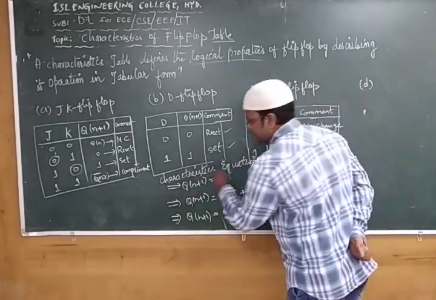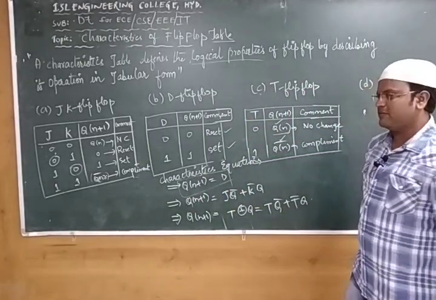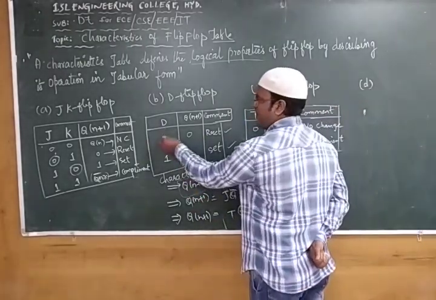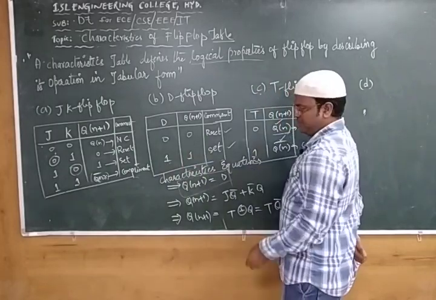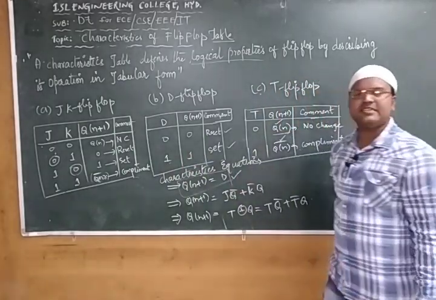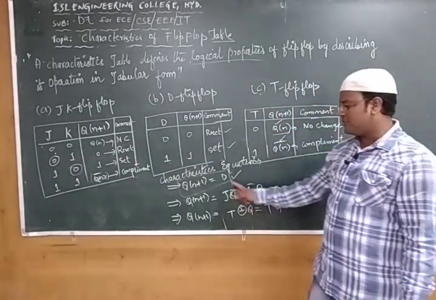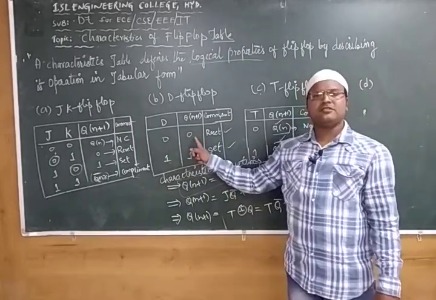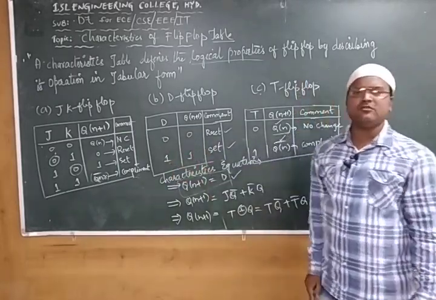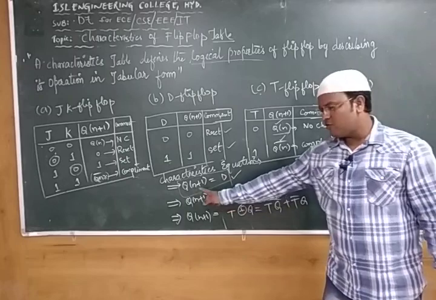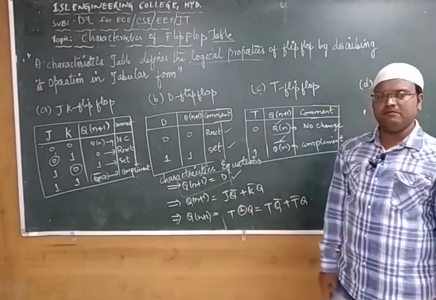So how do I get this? On what basis am I writing this? So see, D and Qn+1 both are the same. That means depending upon the D value, your next state is going to be obtained. Suppose D is 0, next is also 0. If D is 1, next is also 1. That means Qn+1 depends upon the value of D.